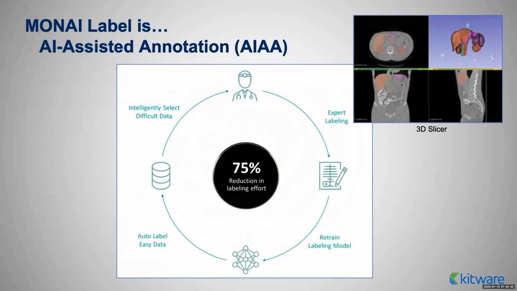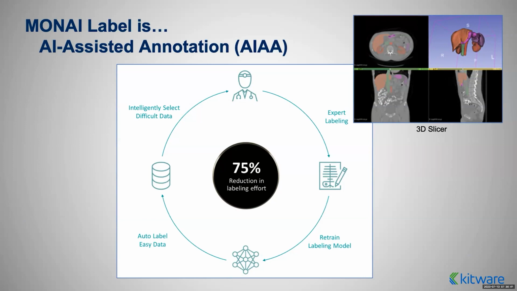And so MONAI Label, how many of you all had heard of MONAI Label before? All right, about half of you all. And so that's great. We're making some progress. MONAI Label is AI assisted annotation. And even if you're not interested in labeling your own data, you have access to already labeled data, I recommend taking a look at it.